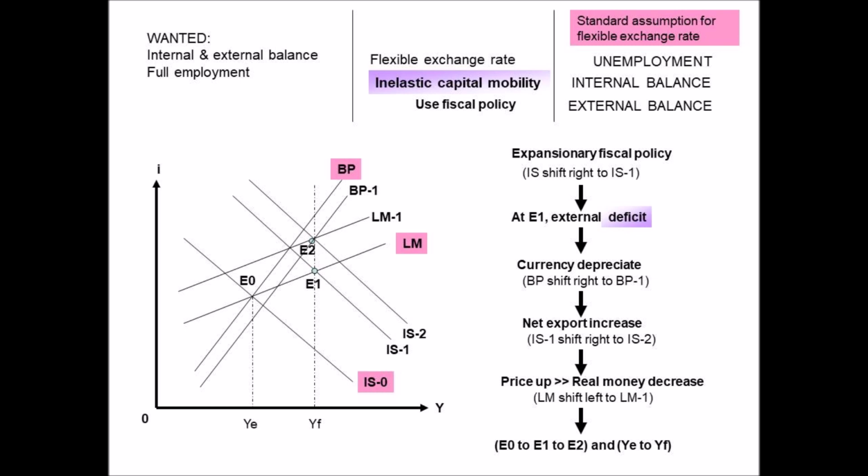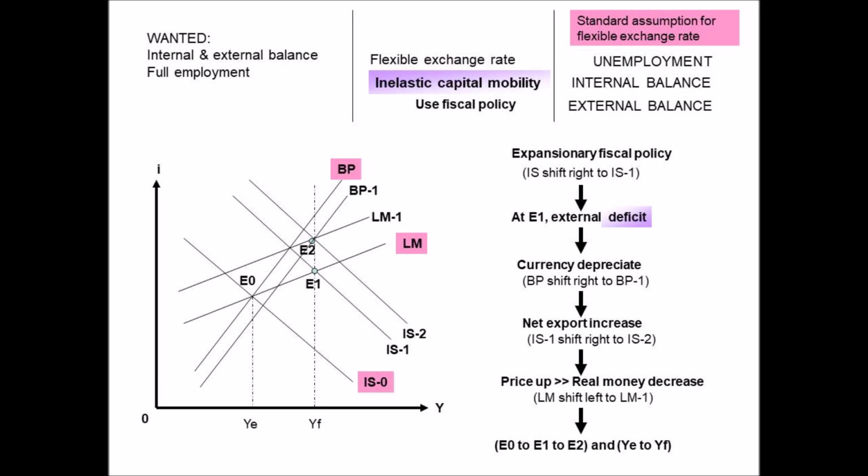At E1, you achieve full employment but E1 is below the BP line. So at E1 you have an external deficit. When you have an external deficit, your currency will depreciate. In this case, we assume depreciation is good, then the BP curve will shift to the right.